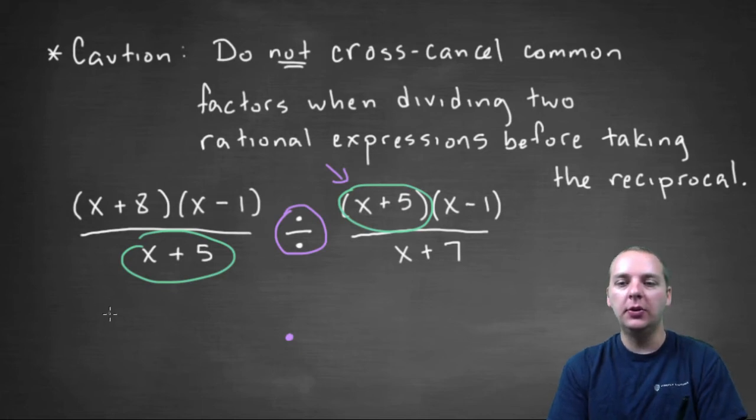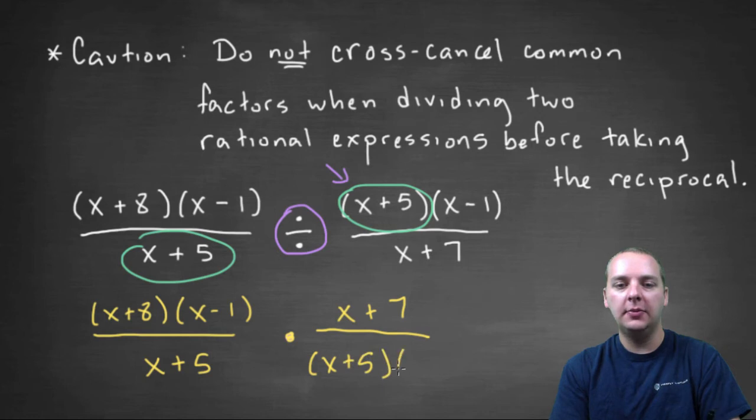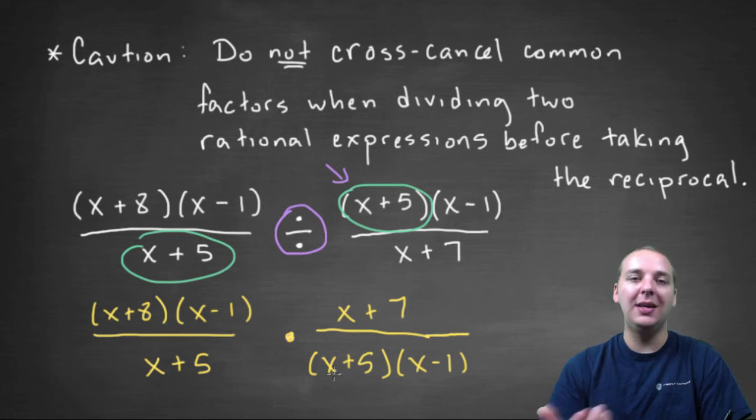Then this will reduce to, I'll change the color, we'll do yellow, x plus 8 times x minus 1 divided by x plus 5. This is now multiplied by the reciprocal of the divisor, so we'll have x plus 7 divided by x plus 5 times x minus 1. Notice this x plus 5 wound up being in the same place, in the denominator, as the other factor of x plus 5 down here. So we should not have canceled those two.